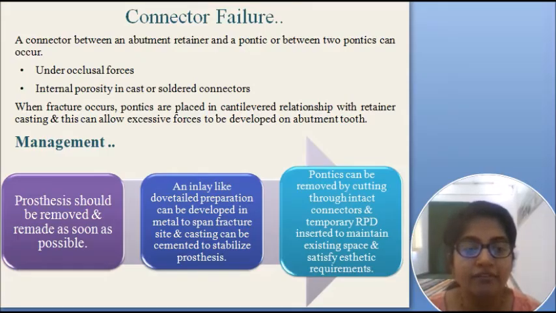So a connector, if it is not properly fabricated, can fracture under the occlusal load, or if there is porosity, again that is a cause of connector failure. When this fracture occurs, pontics are placed in a cantilevered relationship, and that allows excessive forces to get transferred to the abutment tooth. So this can cause abutment breakdown also. This is how we can manage the connector failure, as shown in the picture or the diagram.